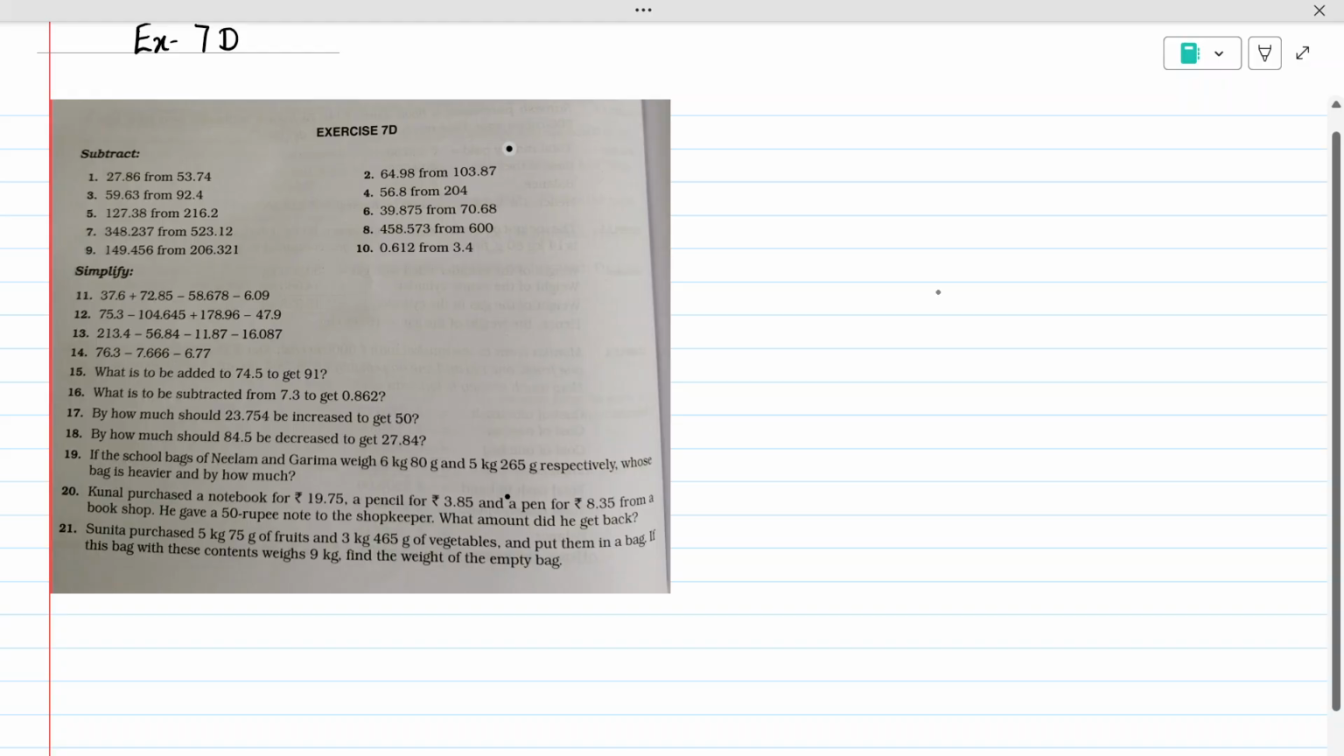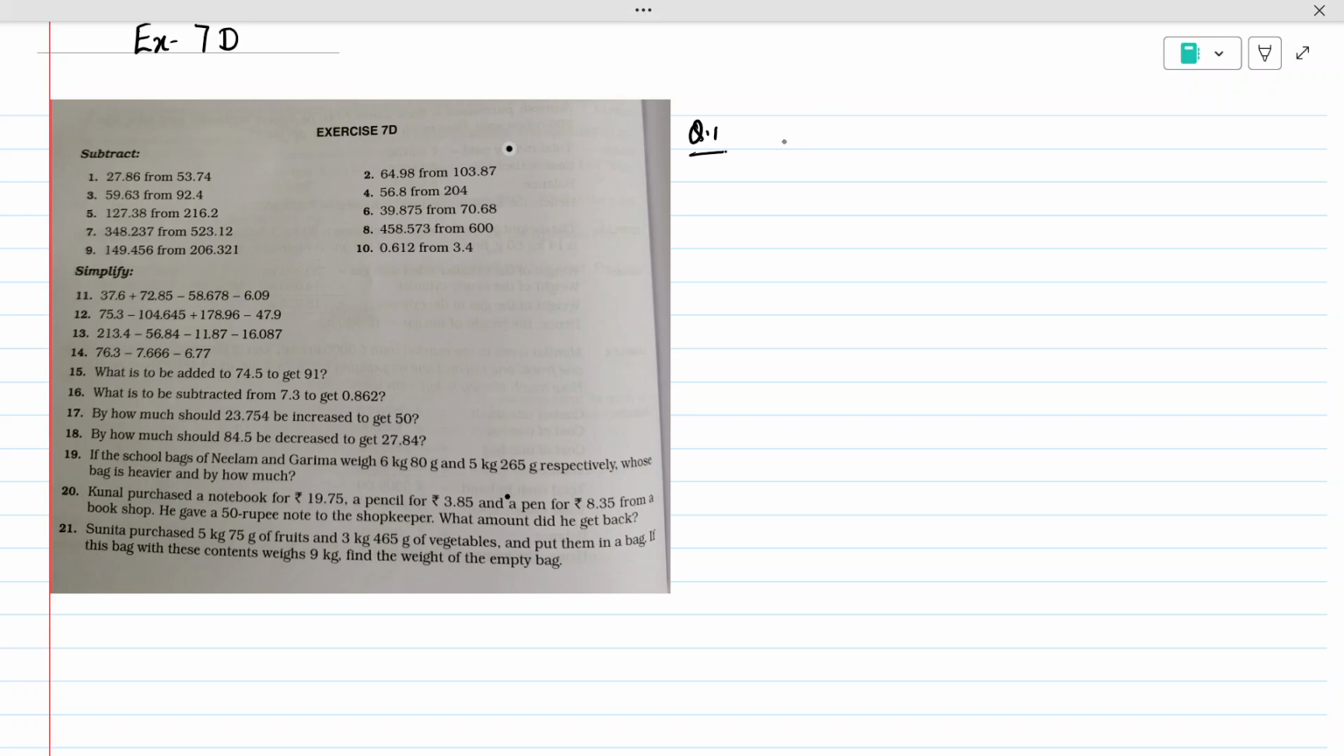The rules are again the same. The numbers which we are going to subtract should be like decimals first, and whenever we are writing those numbers, we have to write the bigger number above and the smaller number below. Also, the decimal should be placed in the same column, like how we were doing for addition. Okay, so let's start with the exercise 7D.